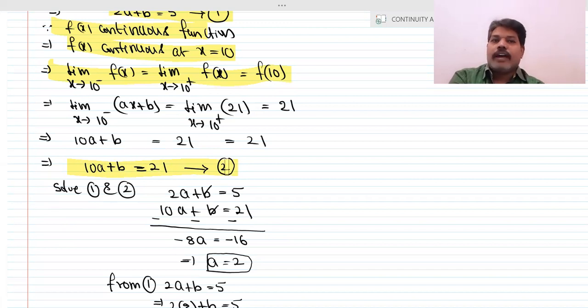After getting these two equations, what happens? Solve 1 and 2. 2a plus b is equal to 5, and 10a plus b is equal to 21.